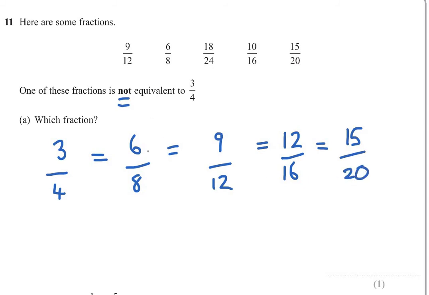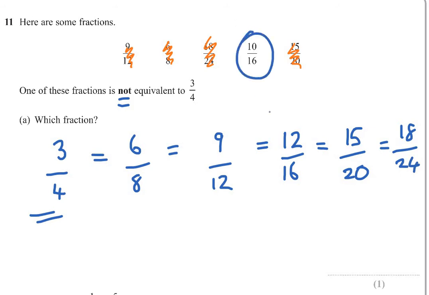Maybe now we can start ticking off ones that are equivalent. So we can tick off 6/8, we can tick off 9/12, we can tick off 15/20, and we can also tick off 18/24, because if we times this by 6, we get 18 over 24. So our answer is 10 over 16.